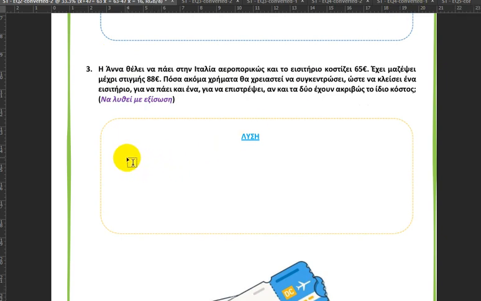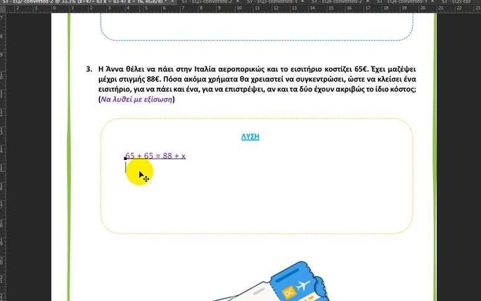Okay, so here we need to figure out the cost of going and returning from Italy. Each ticket costs 65 euros, so that's 65 to go plus 65 to return. And we're being told that this girl has 88 already. We're trying to figure out how much more she needs to get to the price that she needs.